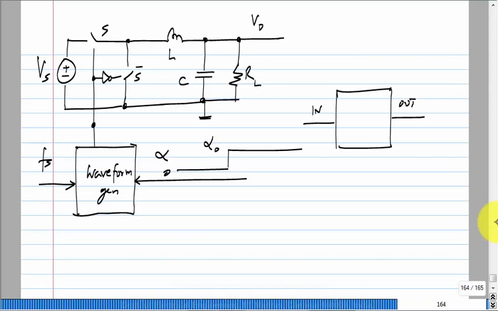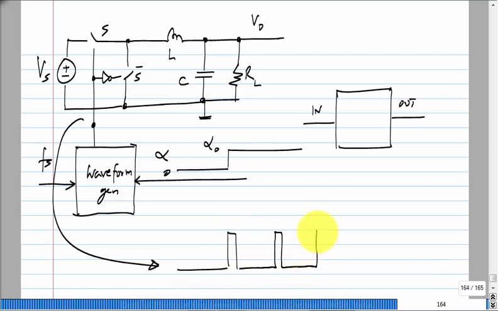Now, when it steps to alpha naught, what is this switching waveform? It was not switching at all up to this point, and after that it will have a duty cycle of alpha naught. Is this fine? Any questions?